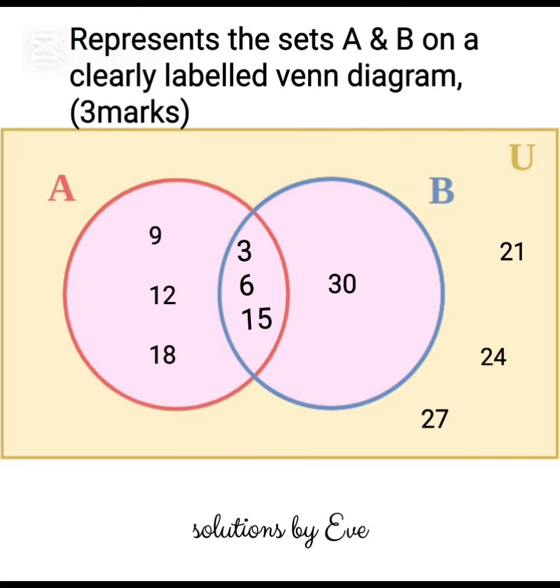So they are going to be listed in the intersection region. And then in A only, we are going to write 9, 12, and 18. And then on B only, we are going to write 30. There are elements of universal set that are not qualifying to be in set A and B. These are 21, 24, and 27. They are just going to be listed inside the rectangle.